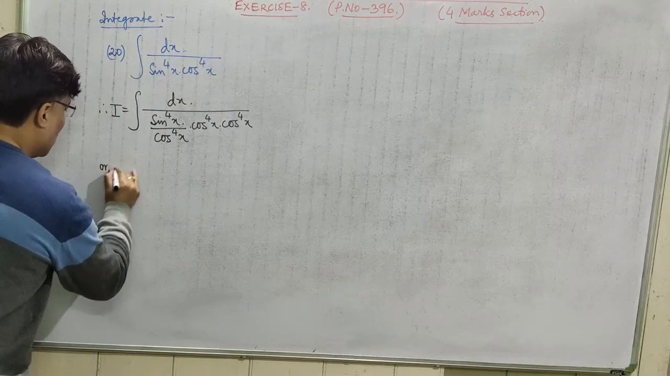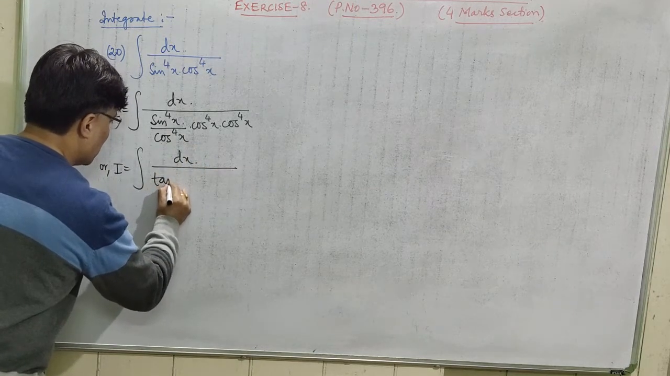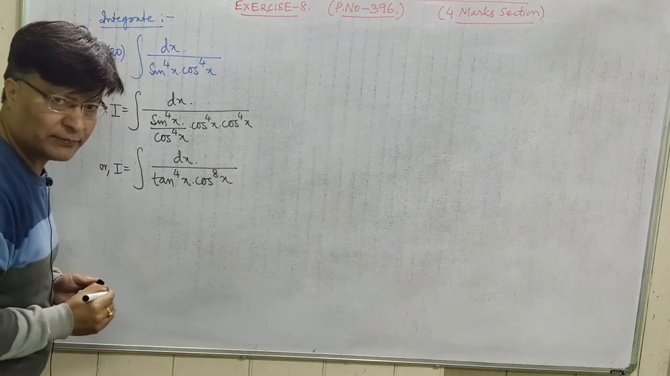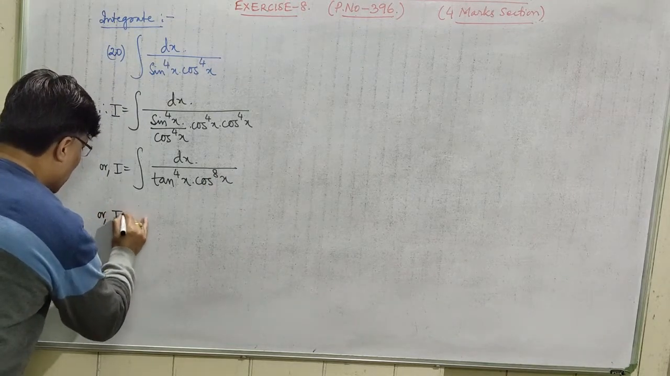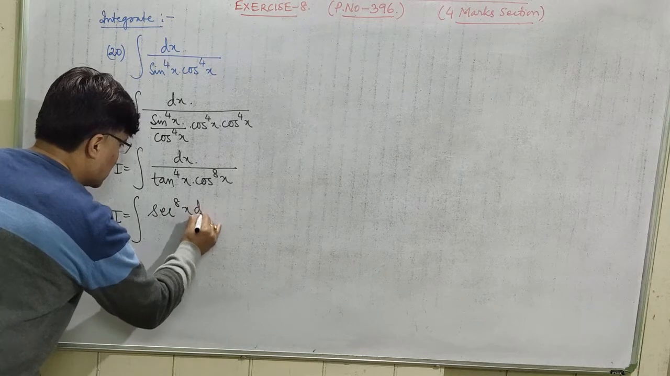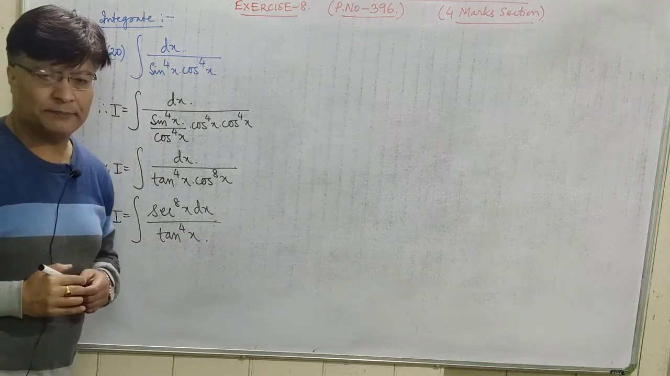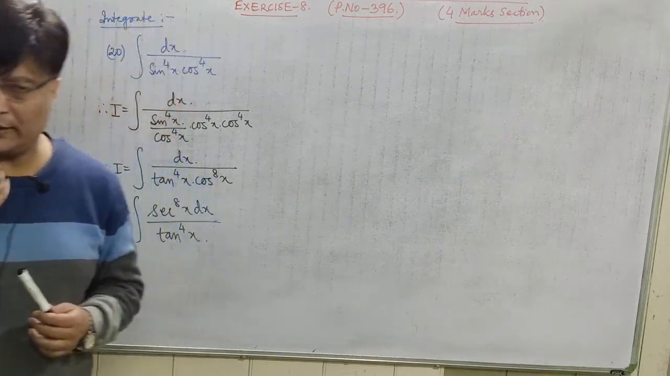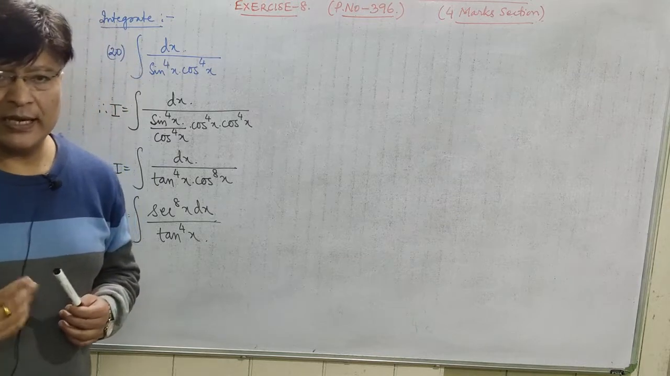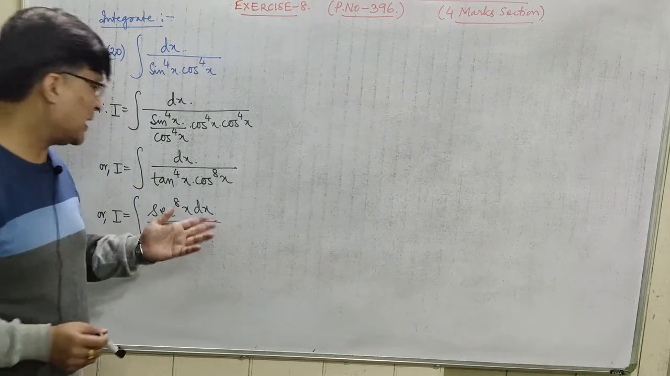Okay. So or I is equal to integration of dx divided by tan to the power 4x into cos to the power 8x. Right. So let us simplify it further. Or I is equal to integration of what is 1 by cos to the power 8x. It is sec to the power 8x dx divided by tan to the power 4x. You know that, isn't it? So now this fraction is converted in terms of tan x and sec x. And you know that the differentiation of tan x is what? Differentiation of tan x is sec square x.